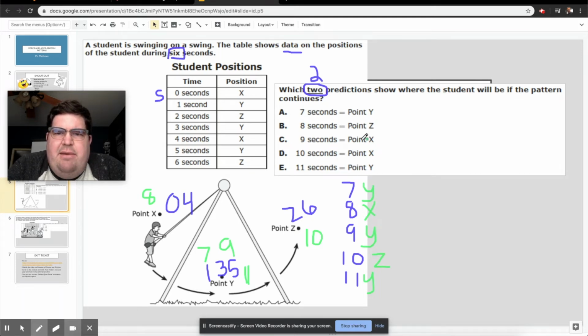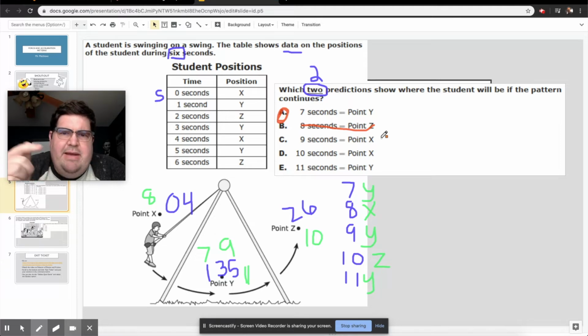7 seconds at point Y. 7 seconds, point Y. All right, sounds good to me. That matches what we have, so I'm going to select that one. B, 8 seconds at point Z. No, we said 8 seconds at point X. So that one's not right.